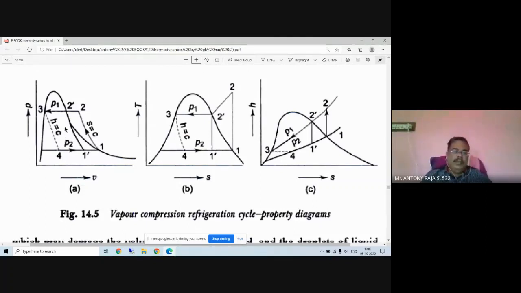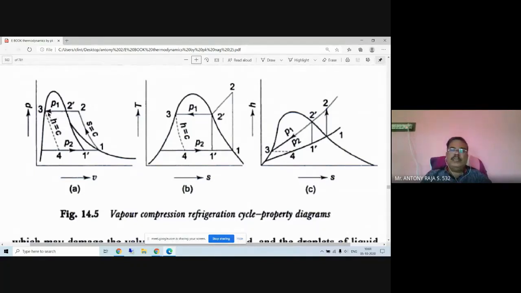So the first process, 1 to 2, is the compression process, the isentropic compression process. Entropy remains constant. 2 to 3 is the condensation process, but pressure remains constant here. See that. During the condensation process, heat is rejected to the surrounding medium. So it is a constant pressure heat rejection process, the condensation process.